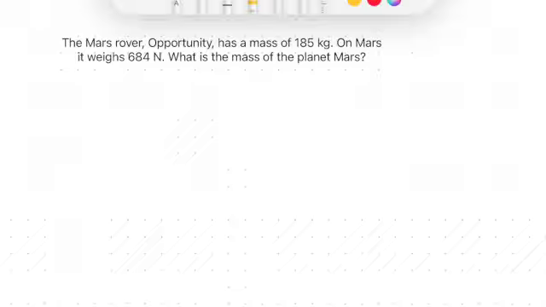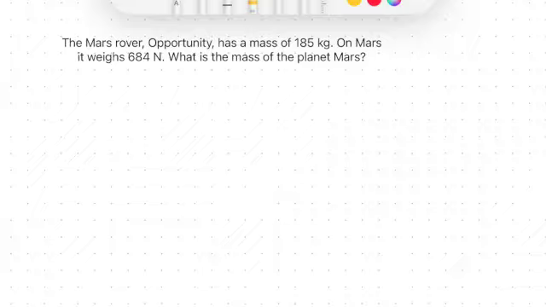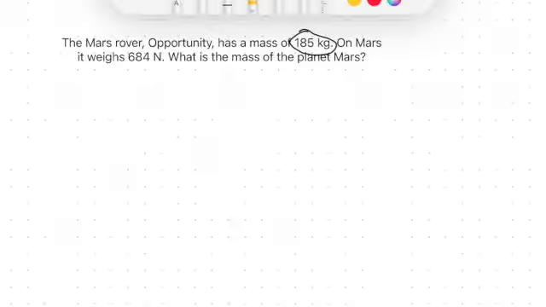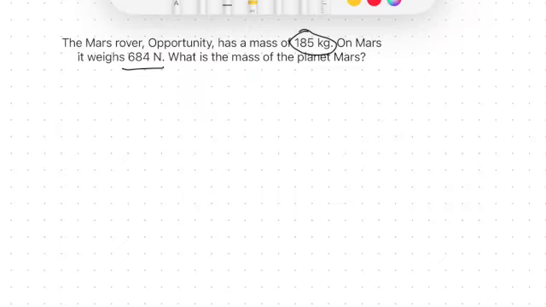You might see the question written on the test this way. The Mars rover Opportunity has a mass of 185 kilograms. This is a real machine, the Opportunity, that was on Mars. Maybe it's still on Mars. On Mars, it weighs 684 newtons. What is the mass of the planet Mars?